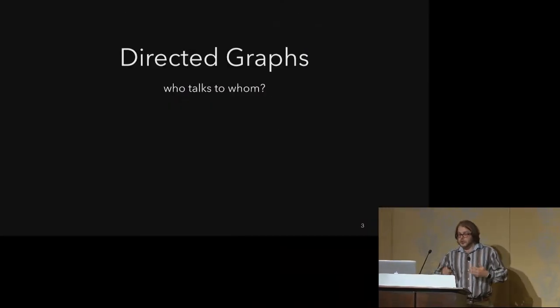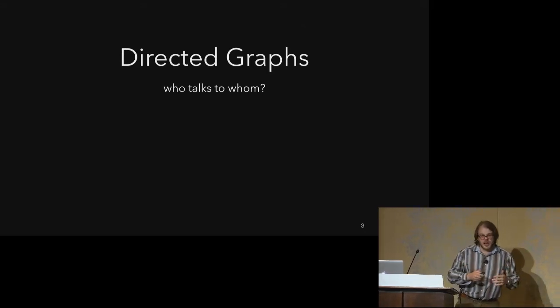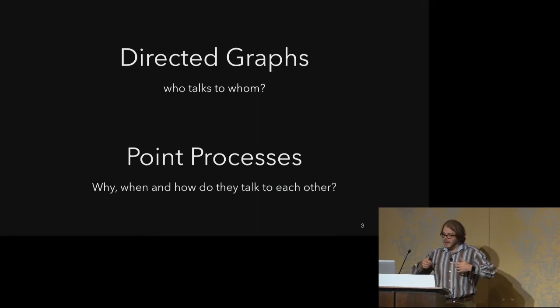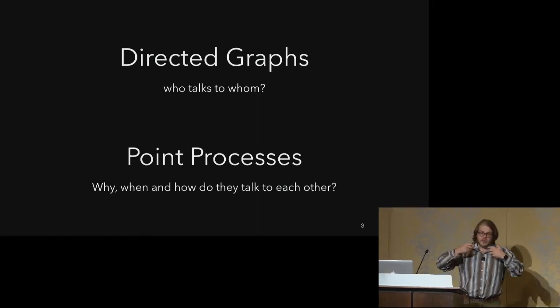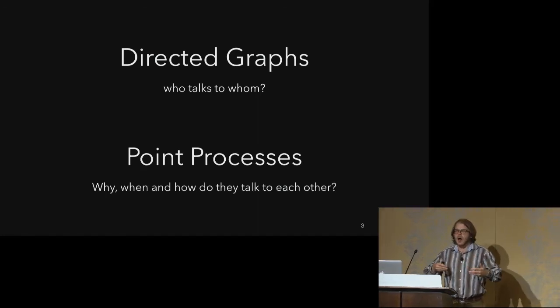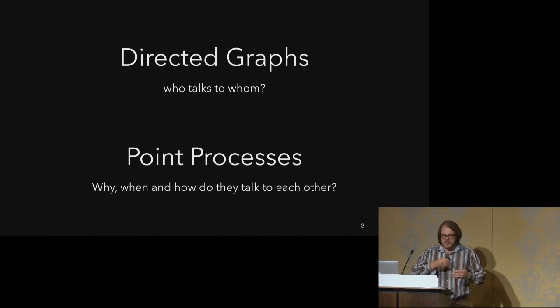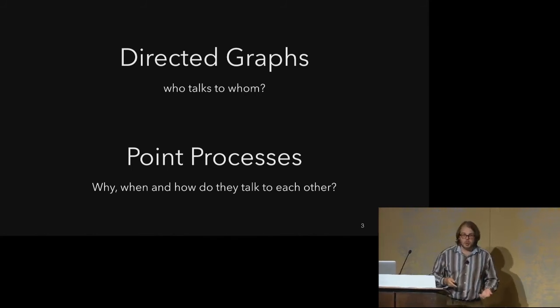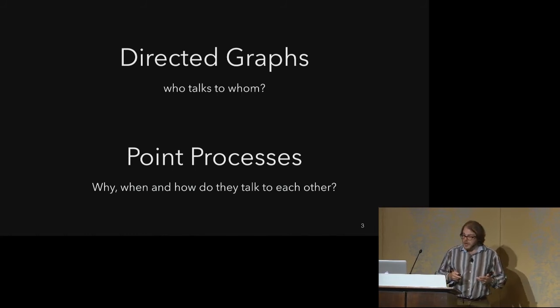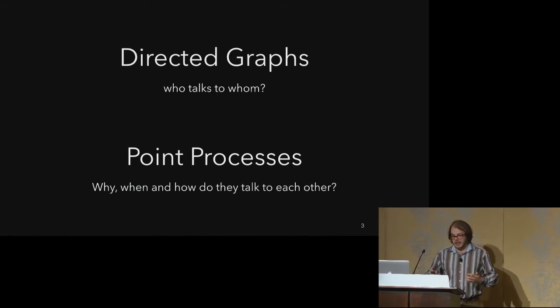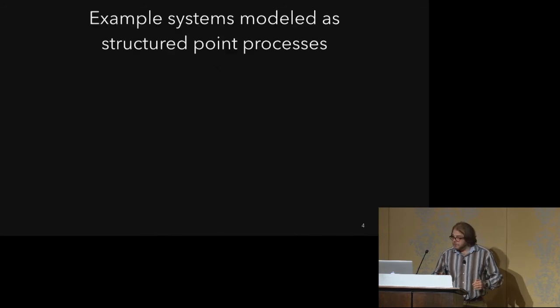The two central formal structures we'll be using are directed graphs to give us our syntax, that is, who talks to whom, and point processes to give us the semantics, that is, why, how, when the entities are talking to each other. Each of these frameworks is a powerful tool for modeling stochastic phenomena, and in unifying them, we gain a myriad of applications, not to mention some interesting theory.